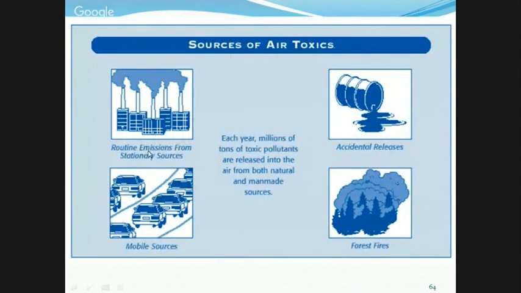You can see emissions from stationary sources, mobile sources like automobiles, accidental releases, and forest fires. These are basically all the sources from which we get this pollution. And not only living but also non-living things are affected. We conducted one study on the effect of air pollution on buildings also.